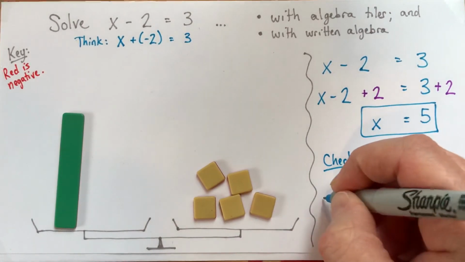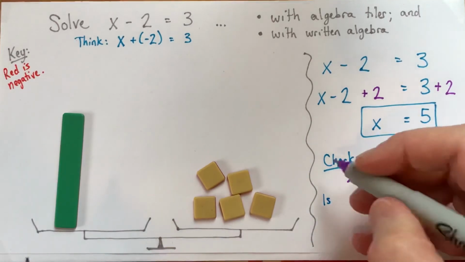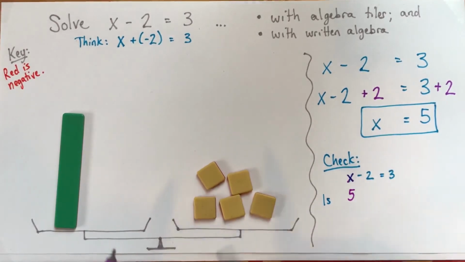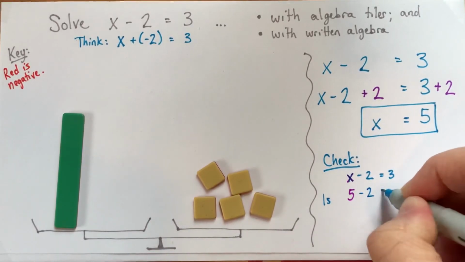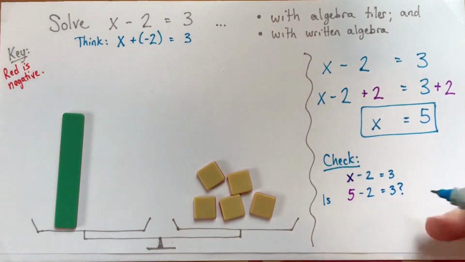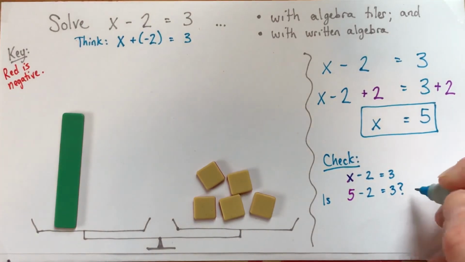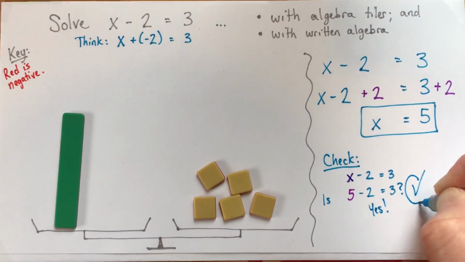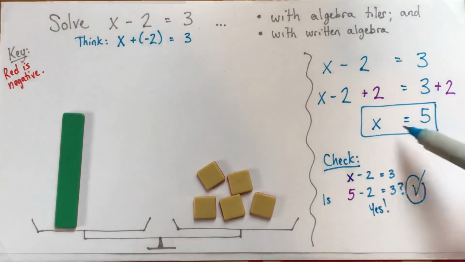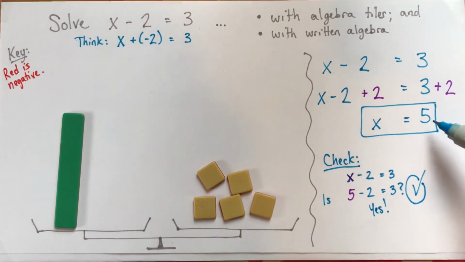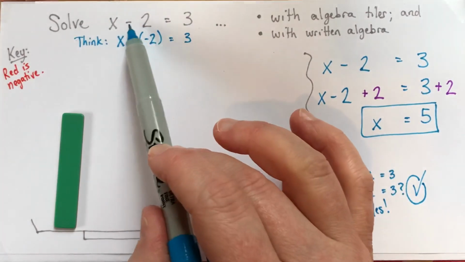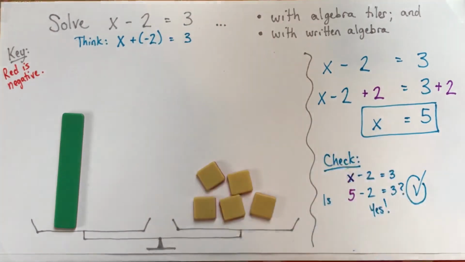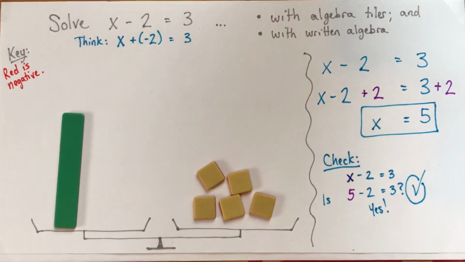So I'll say, is 5 take away 2 equal to 3? And of course, 5 take away 2 is equal to 3. So yes, it is. So that tells us that x equals 5 is a solution to the equation x subtract 2 equals 3. All right, thanks a lot.